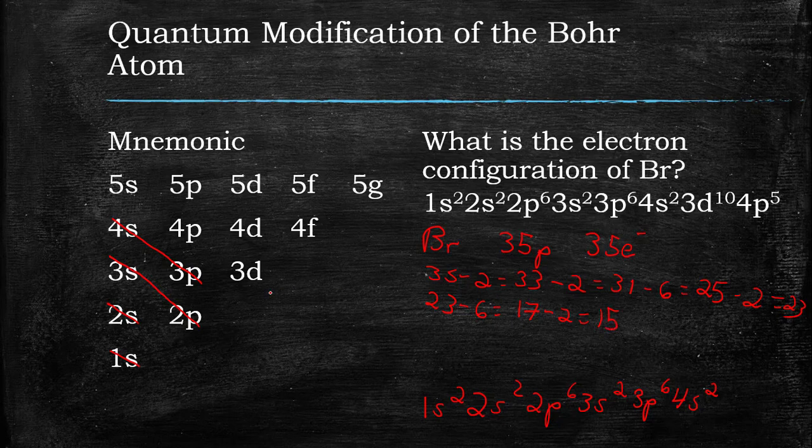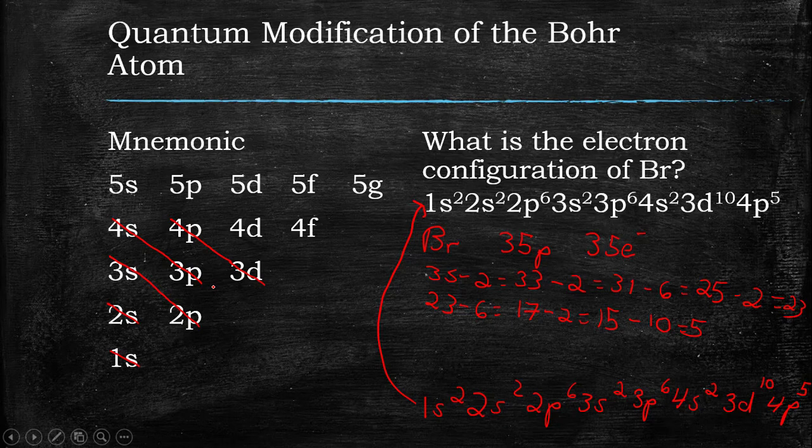And that's 15. Up 1, over 1, up 1, so go over 1. Oh, wait a second. 4s, now I have 3d. 3d10. I subtract 10. I have 5 left. I go to 4p. 4p can hold up to 6, so it can easily hold the 5. I now have my electron configuration, which is the same as this.